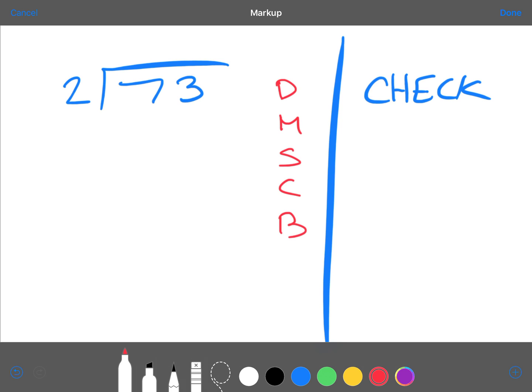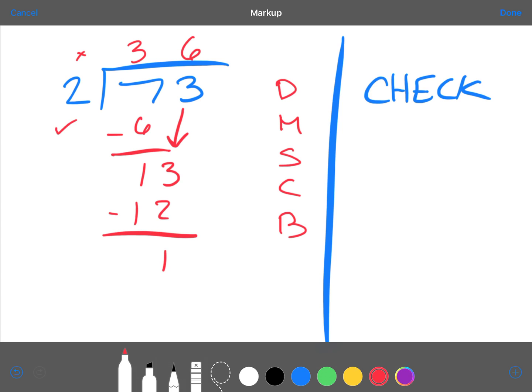How many times can 2 fit into 7 evenly? 3 times. 3 times 2 is 6. Subtract, I get 1. 1 is smaller than 2. Check. Bring down my next number, which is a 3. 2 goes into 13 6 times. 6 times 2 is 12. And when I subtract, I have 1 left over. 1 is smaller than 2. I have nothing left to bring down. So that means that 1 is going to be my remainder.